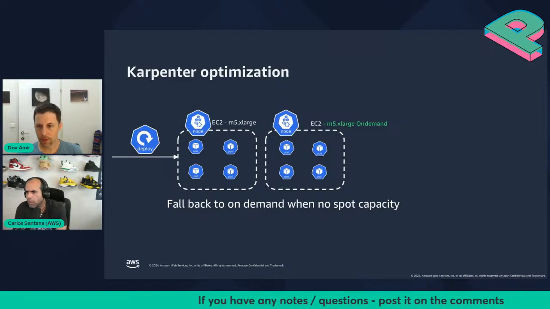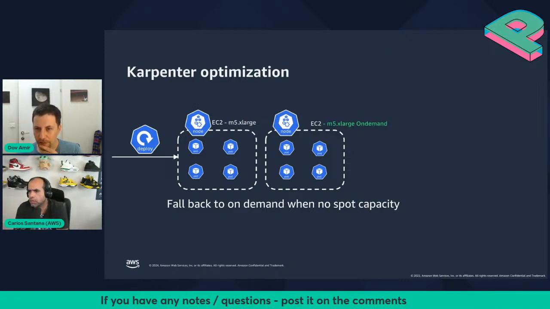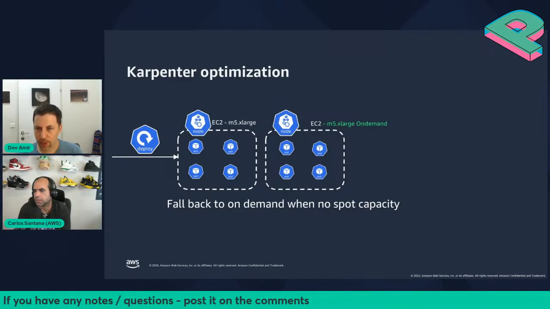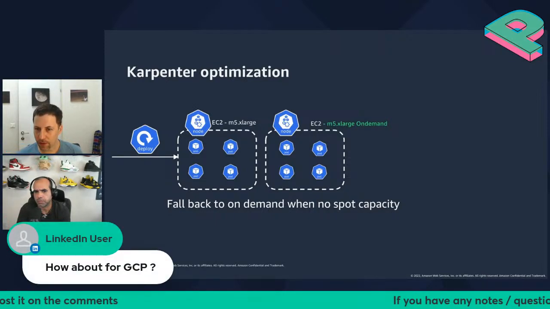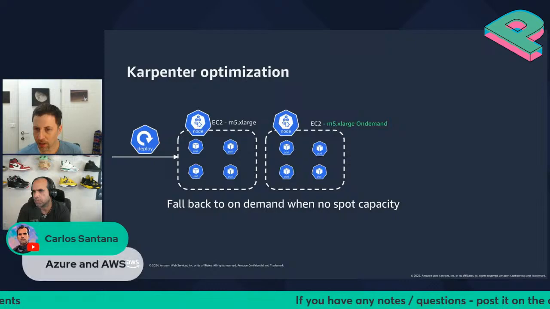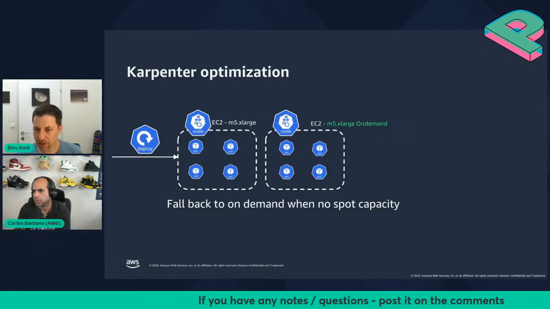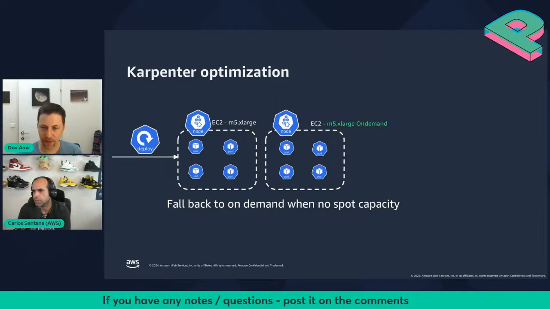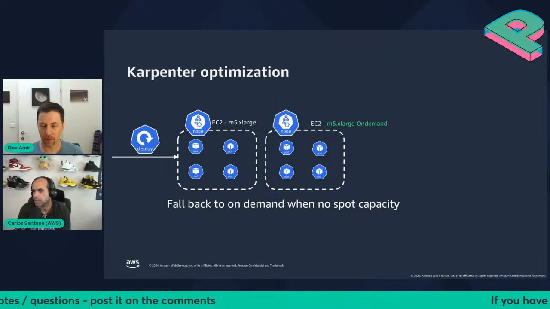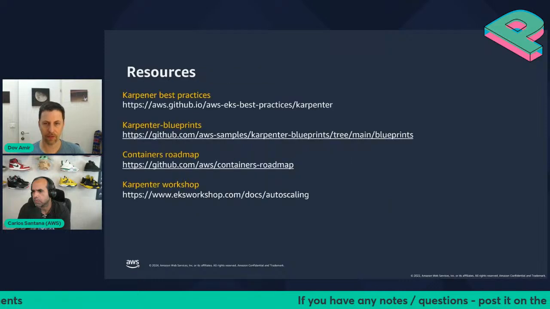Yeah. So two more questions. Does GCP use Karpenter? Currently, as far as I know, not. And will Karpenter respect taints and affinities and anti-affinities? Yes, Karpenter will respect the Kubernetes constraints like taints, affinities, and anti-affinities.